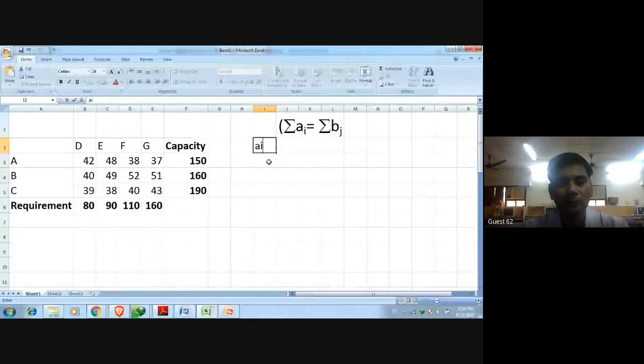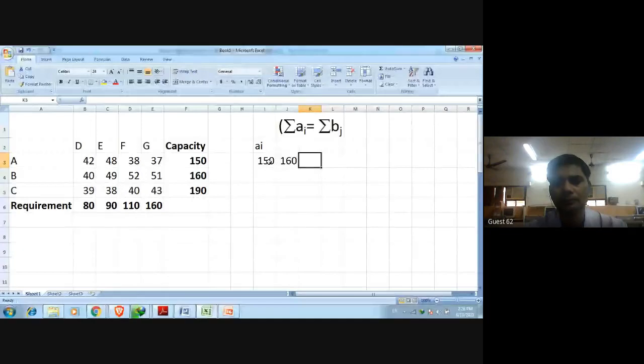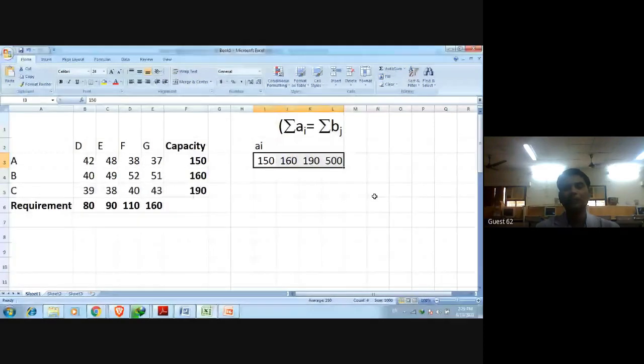So 150 plus 160 plus 190. Okay. Now get the sum of all these. So get auto sum. So the total capacity of all the factories is 500 units. That is 150 plus 160 plus 190. The total capacity will come 500 units.